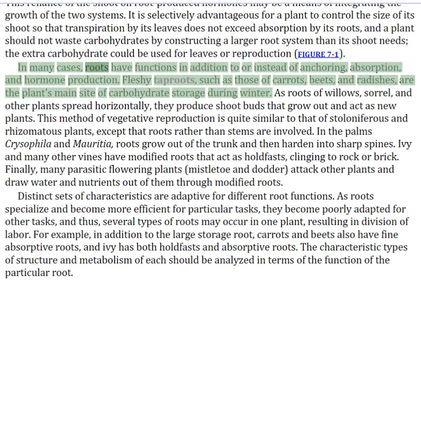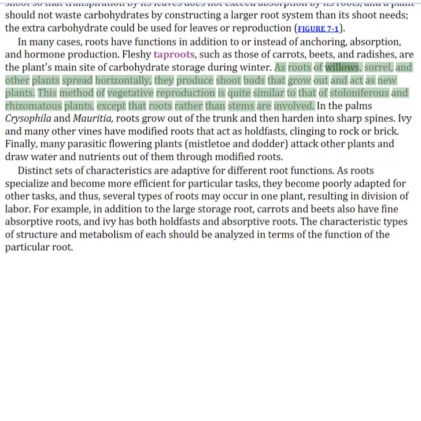In many cases, roots have functions in addition to or instead of anchoring, absorption, and hormone production. Fleshy taproots, such as those of carrots, beets, and radishes, are the plant's main site of carbohydrate storage during winter. As roots of willows, sorrel, and other plants spread horizontally, they produce shoot buds that grow out and act as new plants. This method of vegetative reproduction is quite similar to that of stoloniferous and rhizomatous plants, except that roots rather than stems are involved.